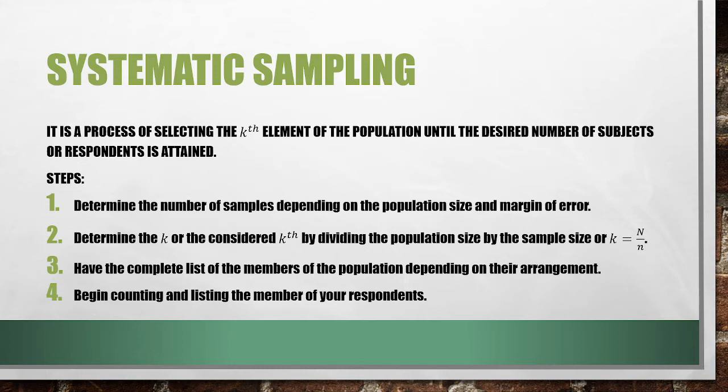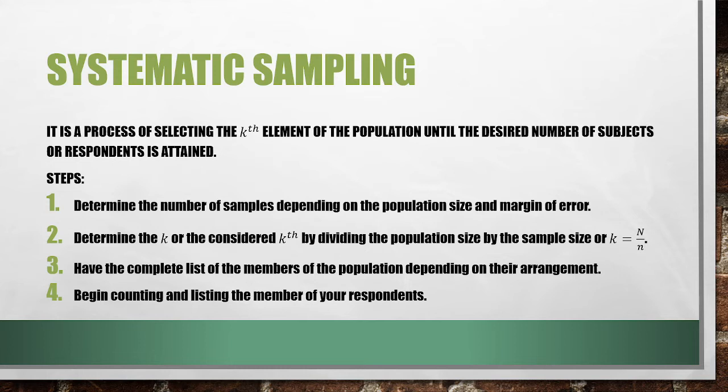So if we are to use our sample earlier, if we have 1,200 and we divide it by 91, we will have 13.186. So what we can do here is we round up, then we will have 14. So if we have a list of those 1,200 members of the population, we just select every 14th element or 14th individual in the list. So that's for the third step.